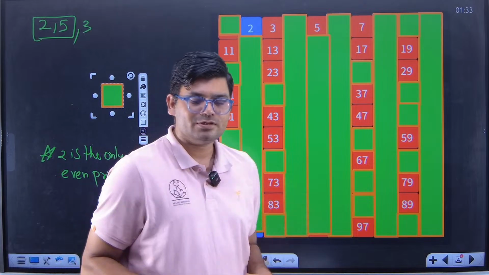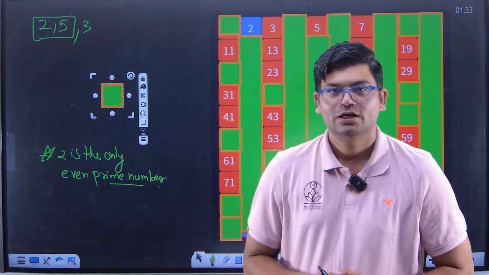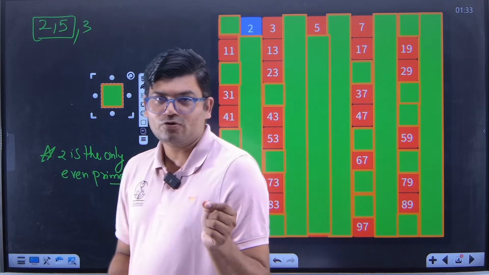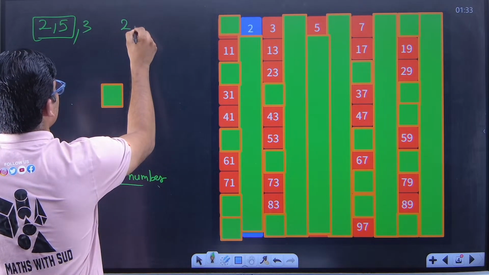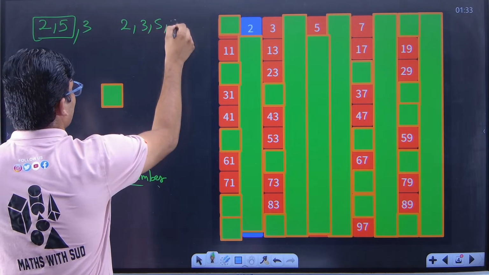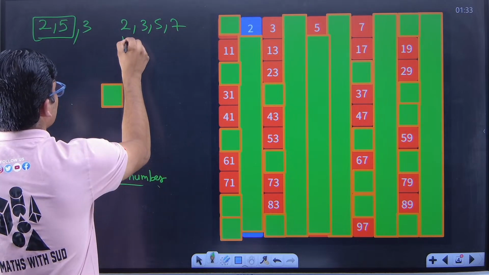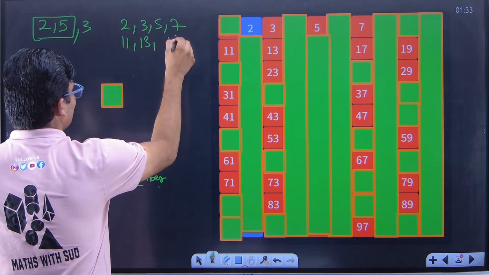Now the leftover numbers are the prime numbers. And you know what? How many are they? I told you, 25 prime numbers. So we will get the first 4 numbers from the first row, 2, 3, 5, 7. The second row also has 4 numbers, 11, 13, 17 and 19.